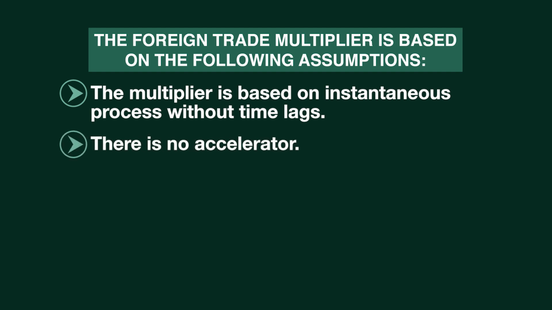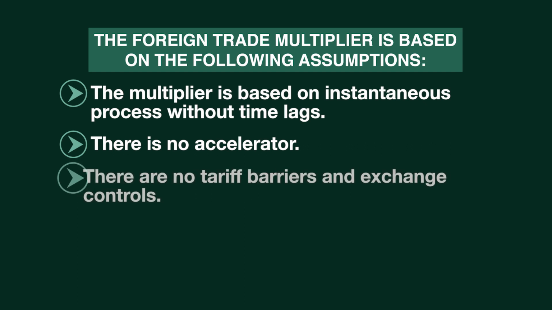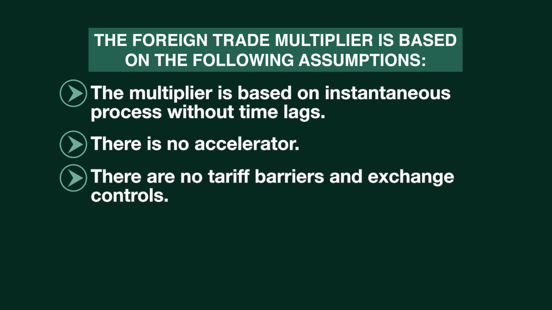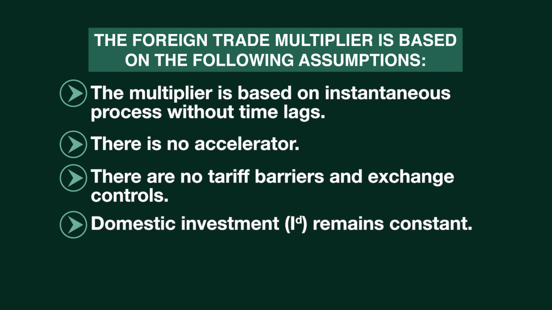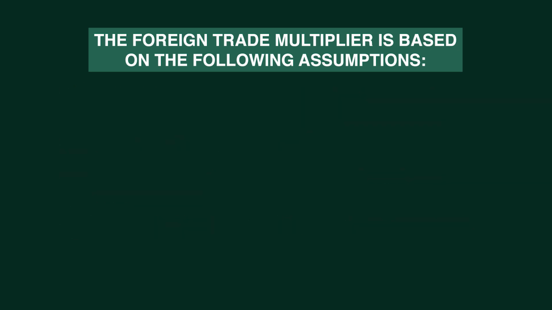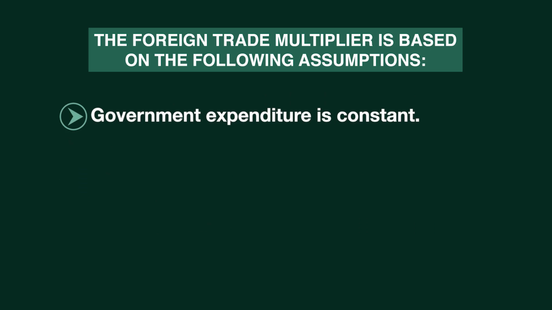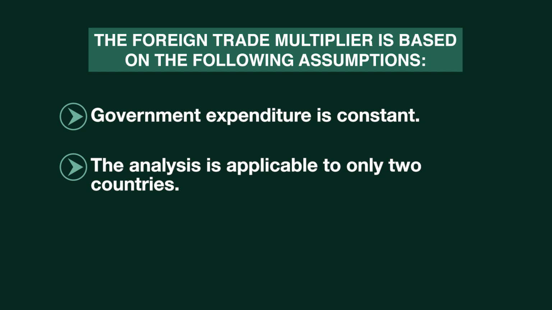We assume there is no accelerator, be it investment accelerator or otherwise. There is no barrier to trade in terms of tariff, etc. Domestic investment is considered to be autonomous, that is, it is fixed. Government expenditure is not taken into account and is considered to be constant. And that there are only two economies.